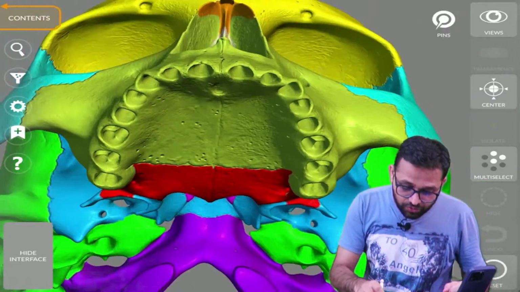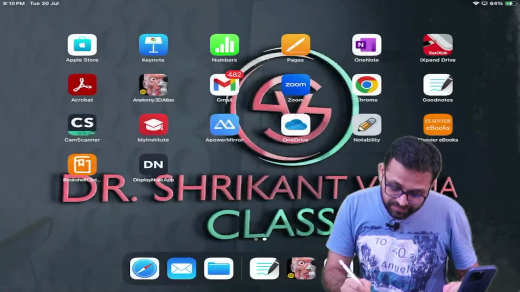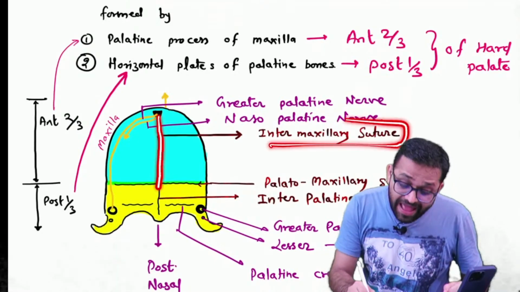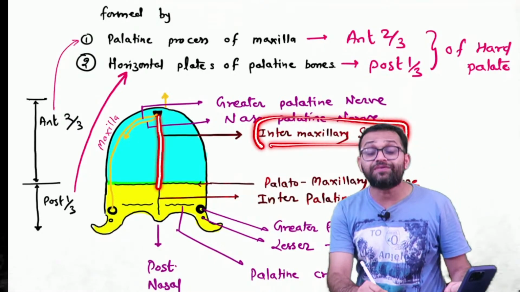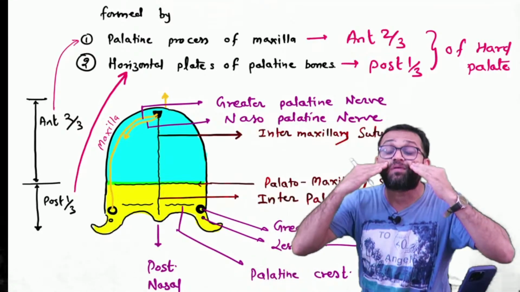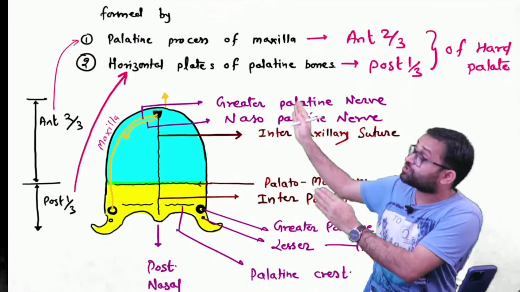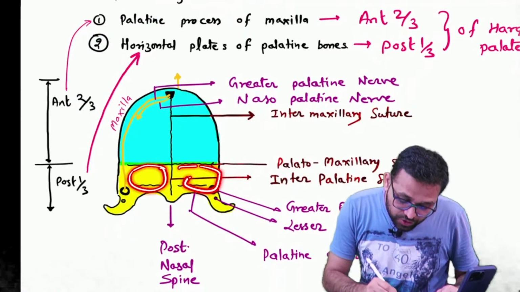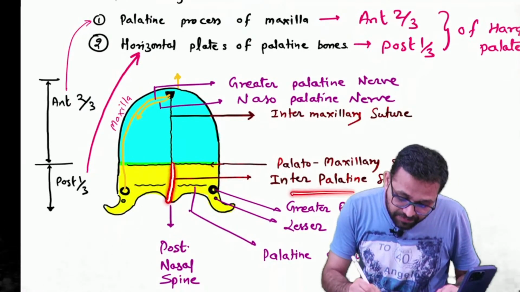Now look here further, sir. This is the diagrammatic presentation. Sir, this is our intermaxillary suture. Yes, please correct this one. This is our intermaxillary suture because the front part is the maxilla. And this is our palatine bone. So what will you say, sir? This is our interpalatine suture.